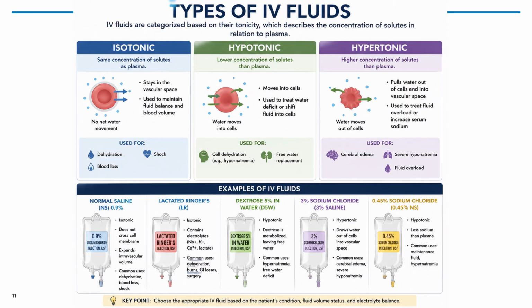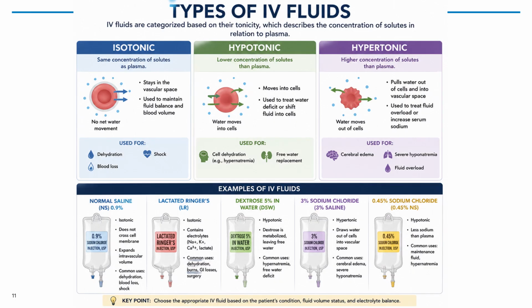However, because water leaves the bloodstream, hypotonic fluids should not be used in patients with hypotension, shock, or increased intracranial pressure. They can worsen those conditions. So we have half normal saline, which is a hypotonic fluid that you'll commonly see. It's used cautiously for hypernatremia and cellular dehydration, and then we also have D5W.